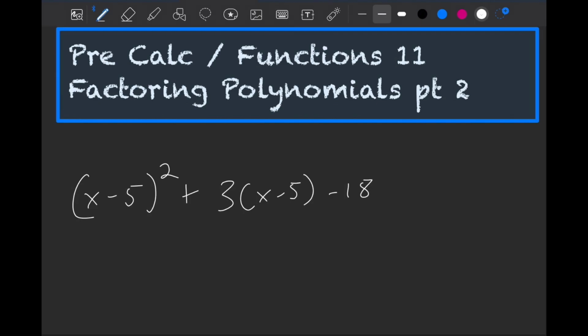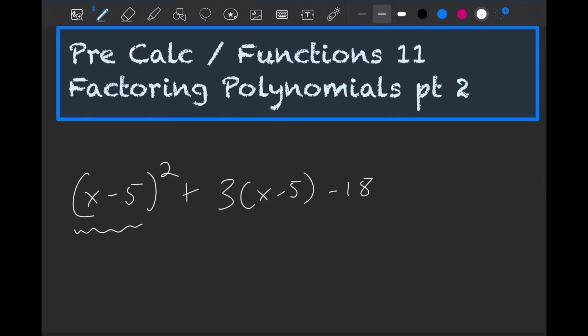Alright, now let's continue factoring our polynomials. So now, what do we do if we have, say, x minus 5 squared, with x minus 5 being multiplied by a 3 and so on? Well, we can just say that m is equal to x minus 5, so then in my brackets I can just substitute it to be m squared plus 3m minus 18, and then just factor this as I would using guess and check.